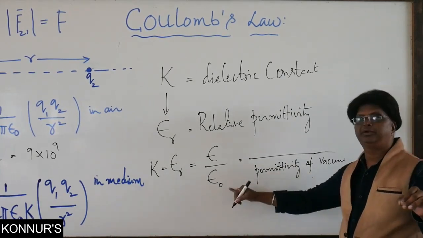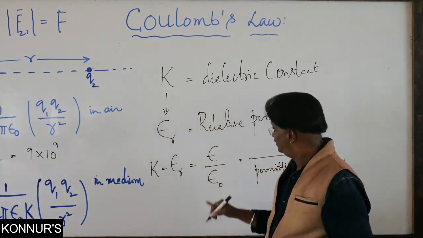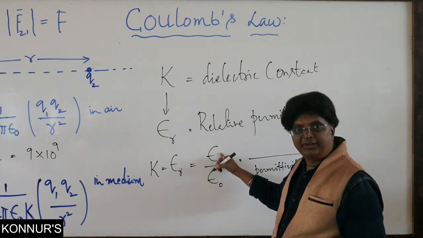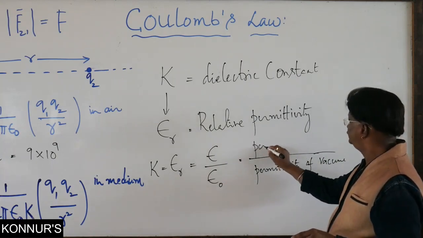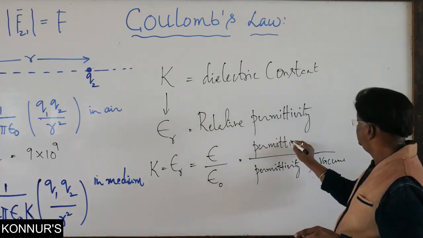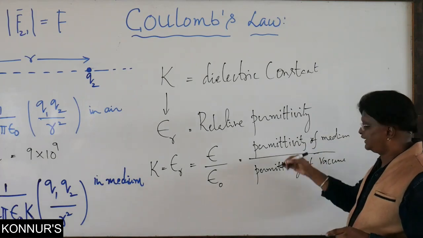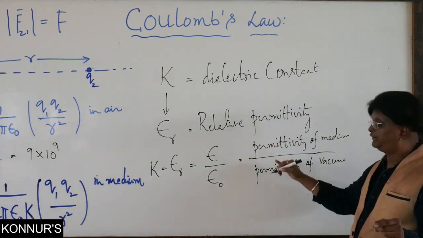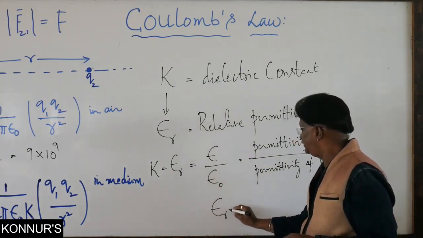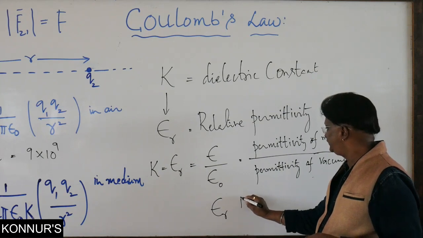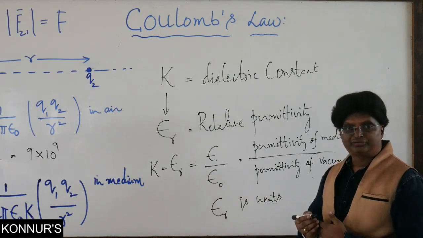Vacuum has permittivity. Similarly, any other medium will also have its own permittivity, which we have taken as epsilon. So epsilon is the permittivity of the medium, and epsilon naught is the permittivity of vacuum. You can see it is the ratio of the same quantity in numerator and denominator with the same units. Therefore, epsilon R is unitless, with no units and no dimensions also.